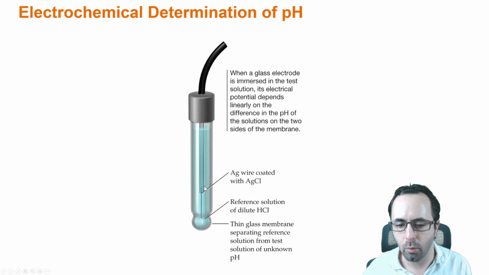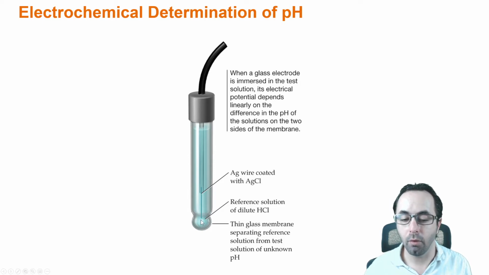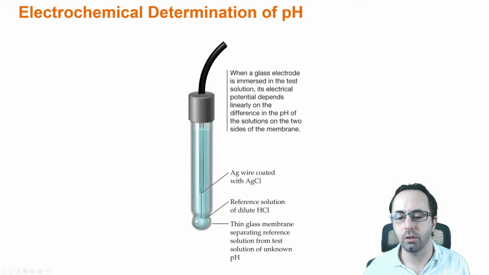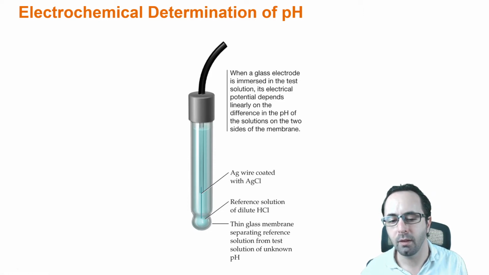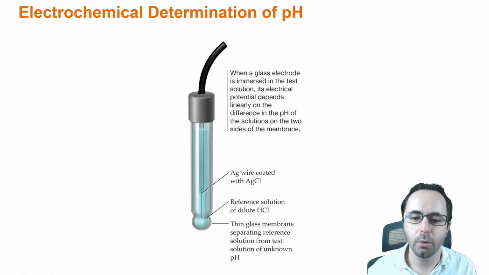And so this is the design of a pH electrode like this. So it has a silver wire coated with silver chloride. There's a reference solution of dilute hydrochloric acid, and then there's a thin glass membrane separating the solution from the solution of the unknown pH. What happens is that the membrane is thin enough that H plus ions can pass through it, and so the concentration of the H plus inside changes, and due to that fact, the voltage of the electrochemical cell inside of here changes due to the different concentration of H plus, and based on that change in voltage, you can determine the concentration of H plus in the solution that you're dipping it into. Pretty cool, huh?